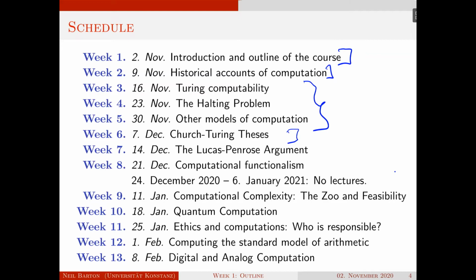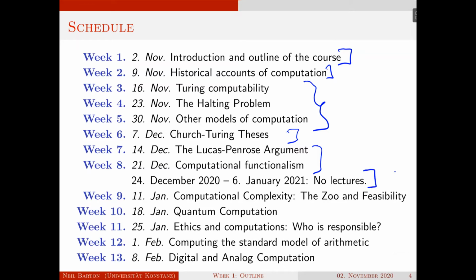And then in weeks 7 and 8, we'll look at some questions concerning whether or not the human mind can be represented by a Turing computer or a Turing machine, and in particular what implications the results from weeks 4 to 6 have for the question of whether the human mind can be represented by a Turing machine. Then we'll have the Christmas break between the 24th of December and the 6th of January.